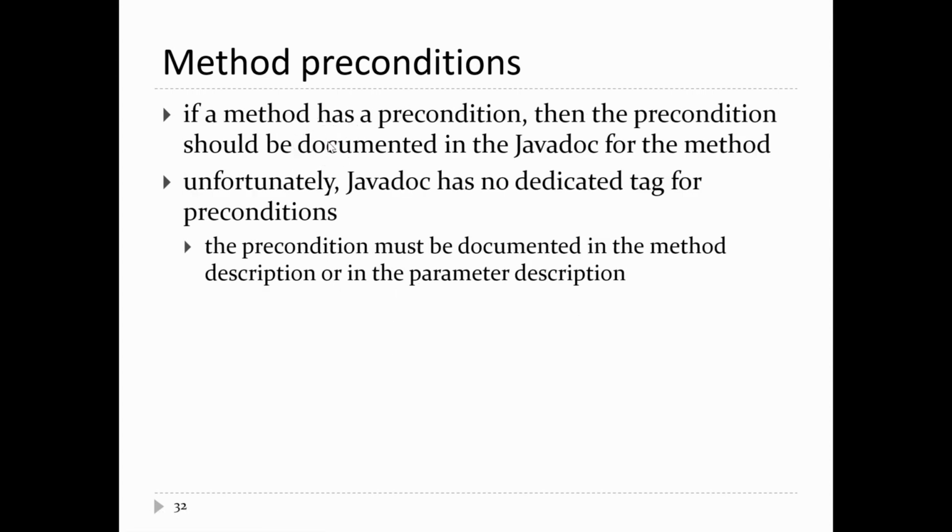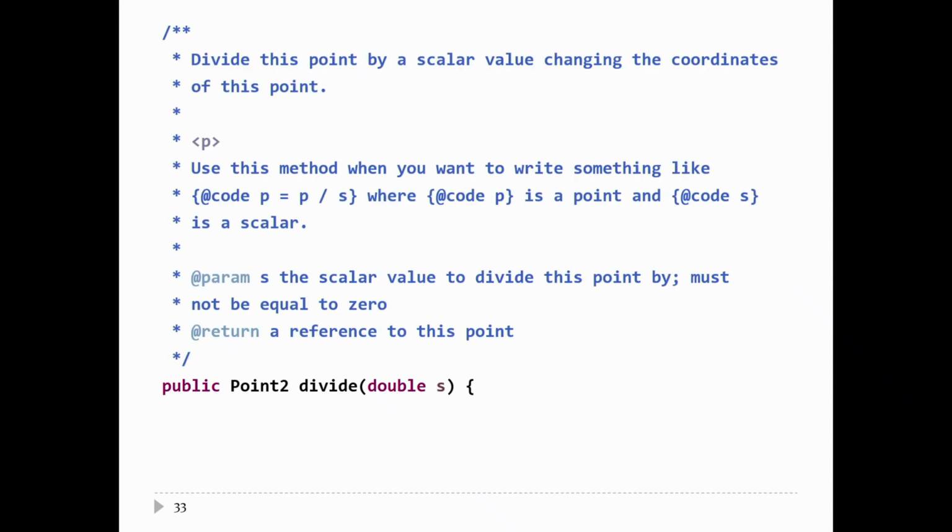So if you have a constructor or method that does have a precondition, then that precondition should be documented in the documentation for the method or constructor. Now, JavaDoc doesn't have a special tag for this. So what you end up doing is documenting that condition somewhere in the description of the method, or if your method throws an exception, you can document it in the exception part.